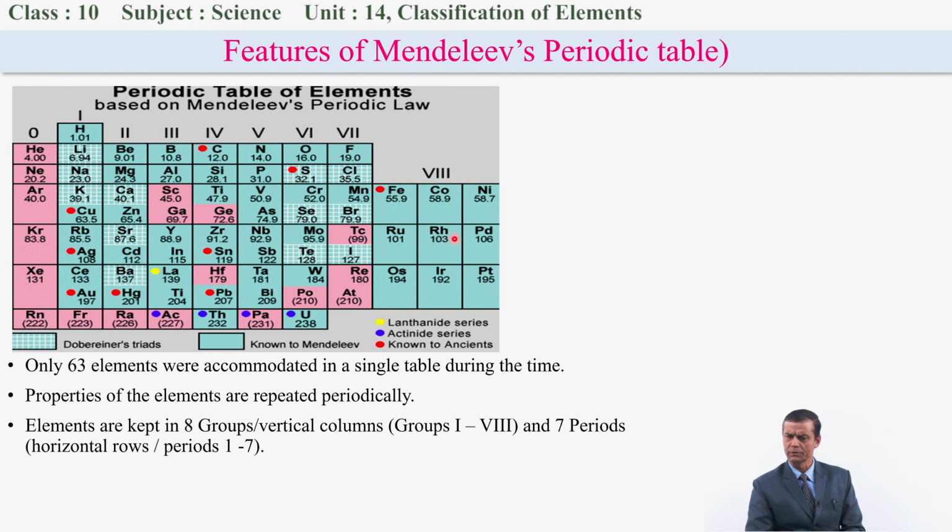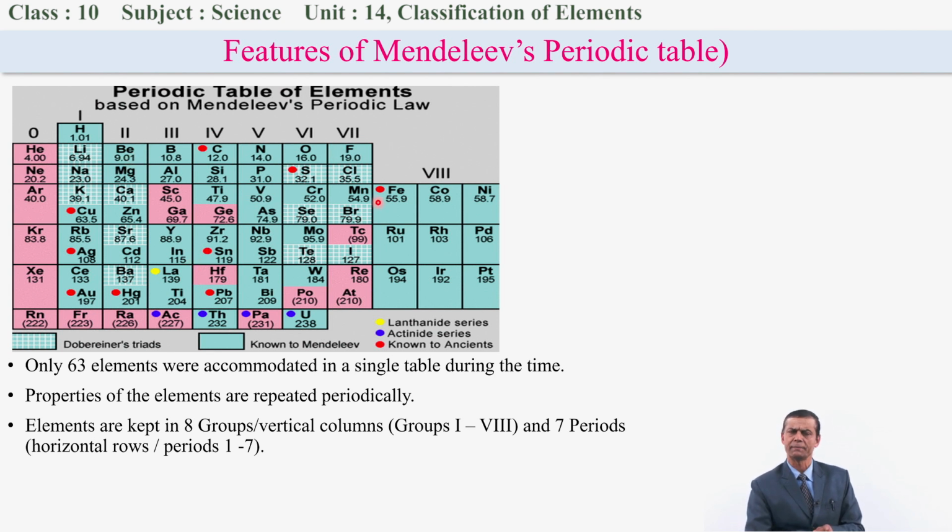These are vertical columns. And 7 periods. 7 periods are the horizontal rows. The period 1 to period 7. These are horizontal rows of the elements. And these horizontal rows were developed according to increasing order of atomic weight, atomic mass, isn't it? Vertical columns were formulated according to the similar characteristics of the elements.